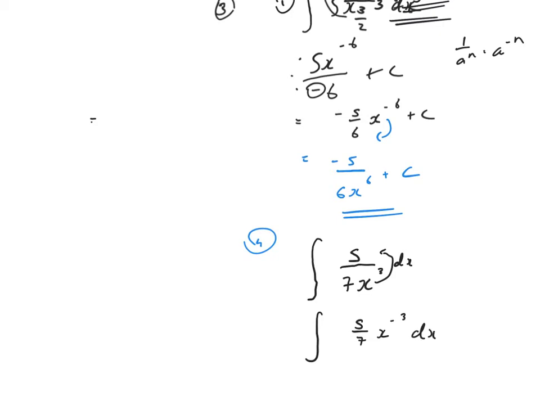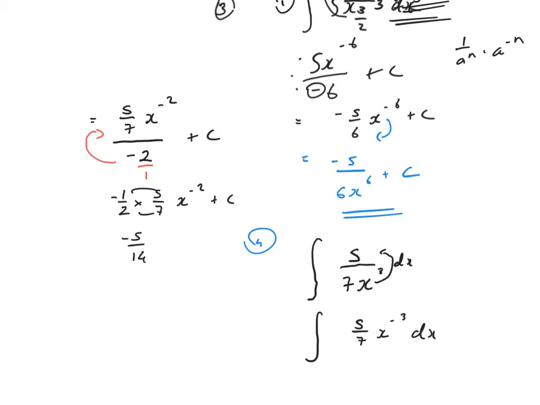Add 1 to my power, divide by the new power. I'm going to come up here now, so that's going to be 5/7 x to the minus 2 divided by minus 2 plus c. Okay, now you can think of that as minus 2/1. Bring it up and flip it. So that's going to be minus 1/2 times 5/7 x to the minus 2 plus c. So that's minus 5/14 x to the minus 2 plus c.